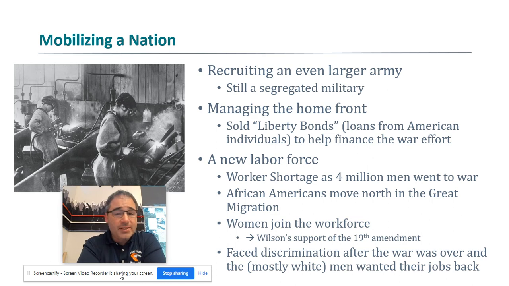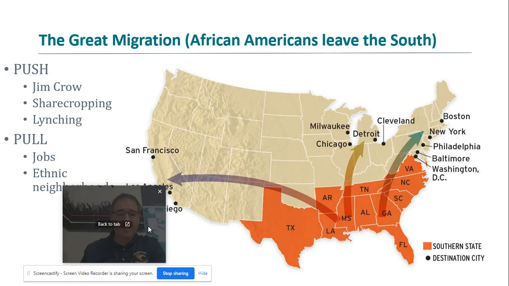They sold Liberty bonds. Now, Liberty bonds, we're also going to call them war bonds, were essentially loans that a private individual would give the government to help finance the war. The government would spend that money and then pay them back after a period of time, usually about 25 years. They'd get some return with interest. So Liberty bonds are just loans from individuals to help pay for the war. And please remember, they're still fighting in a segregated military. That's going to become important in World War II.